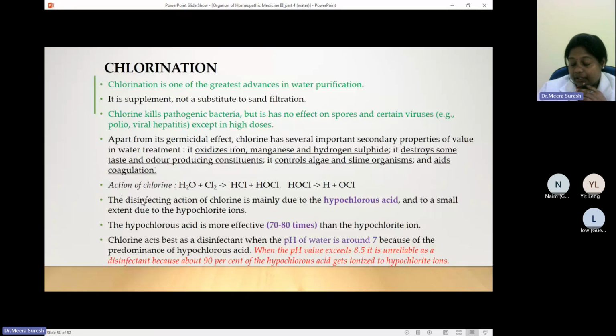Now, what is happening when we are mixing chlorine with water? So water, H2O, is mixed with chlorine. What we are going to get is HCl plus HOCl.